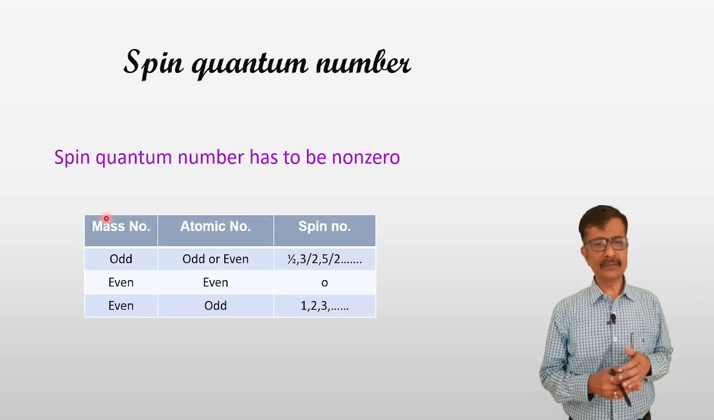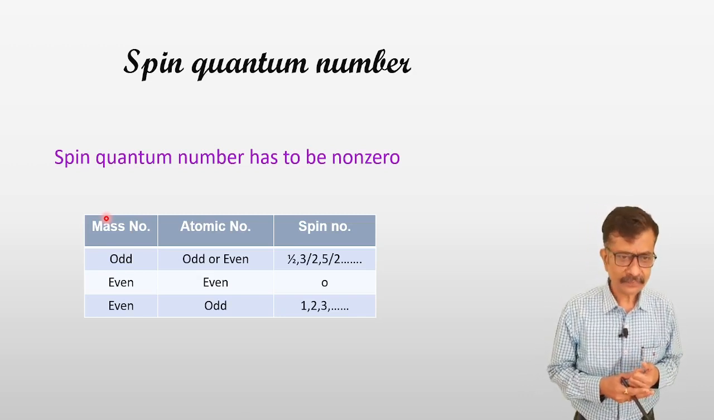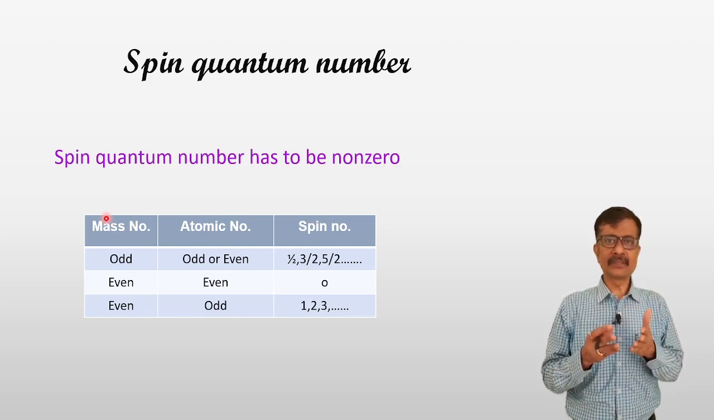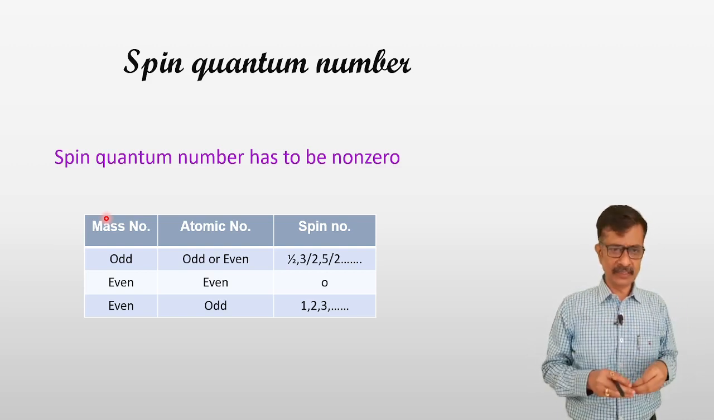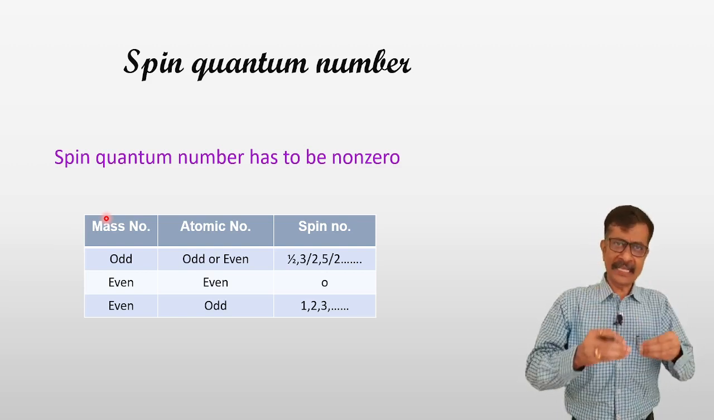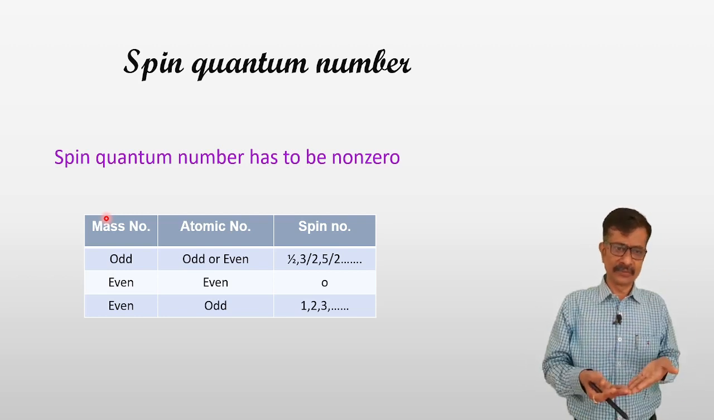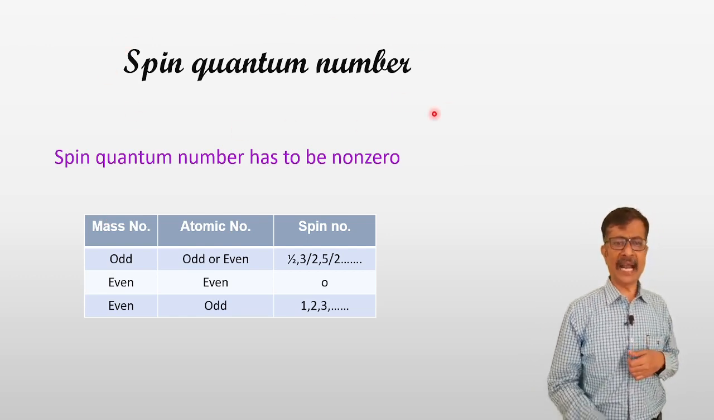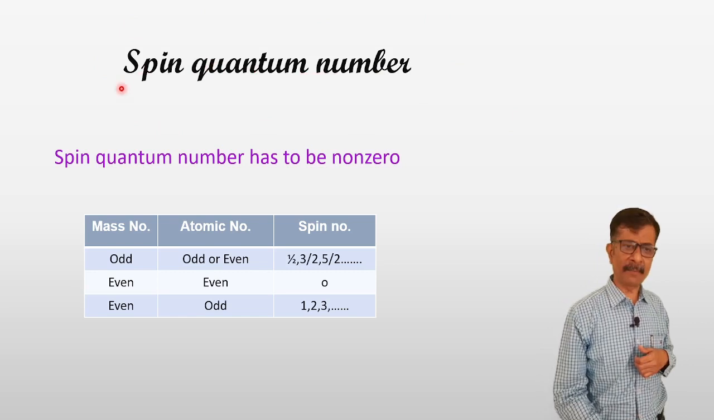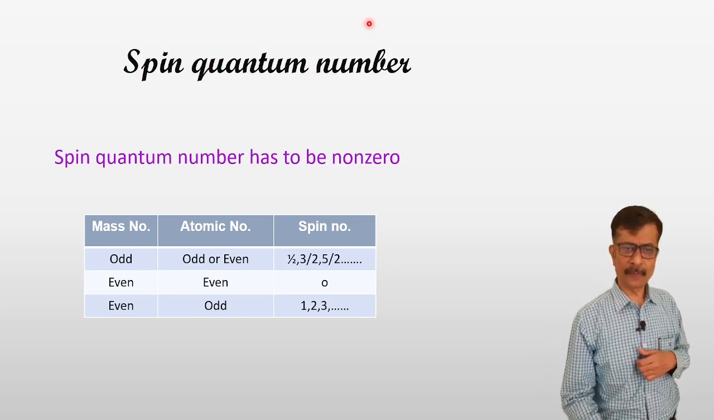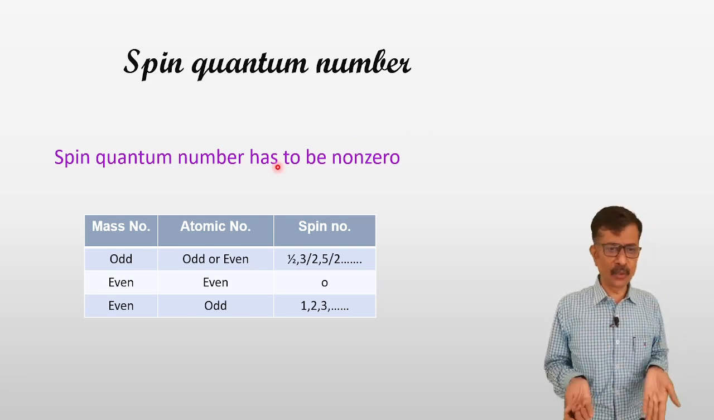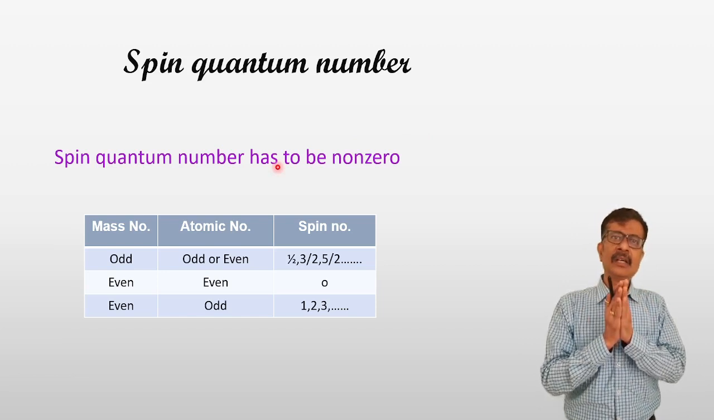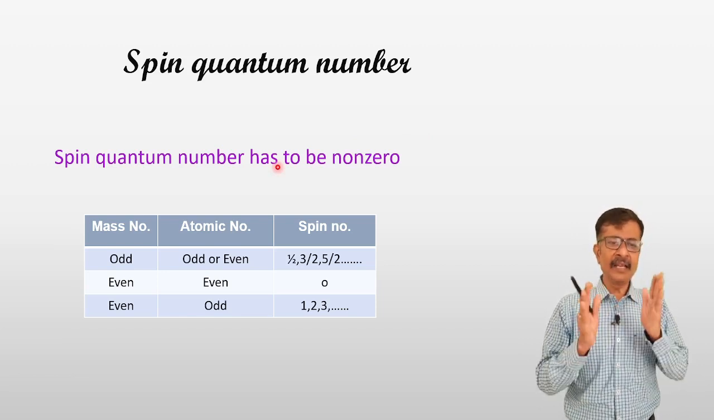Now, how is this NMR spectroscopy used? What type of nucleus or what type of atoms are involved in absorption, or what type of atoms are NMR active? That will be governed by the spin quantum number of that atom. The spin quantum number should be non-zero. If the spin quantum number is 0, there will be no splitting in the energies, and such atoms are NMR inactive.